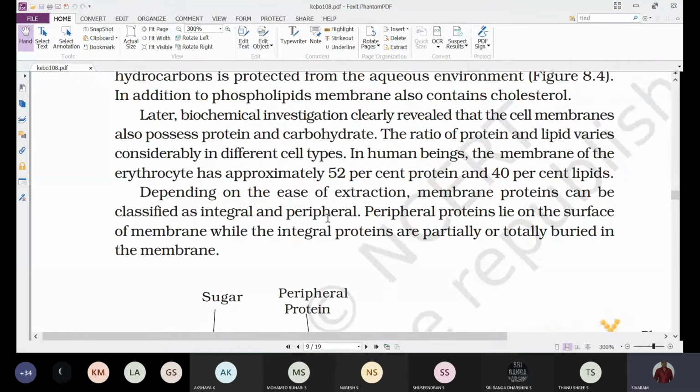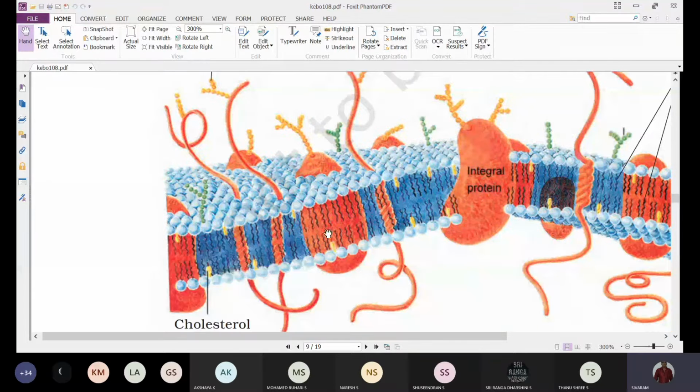We'll see, this is the cell membrane now. This is the lipid layer. These blue round ball-like structures are the hydrophilic heads, and these long thread-like structures which protrude into the cell membrane are the hydrophobic tails.